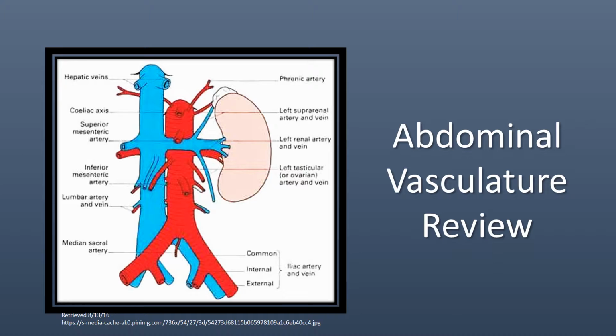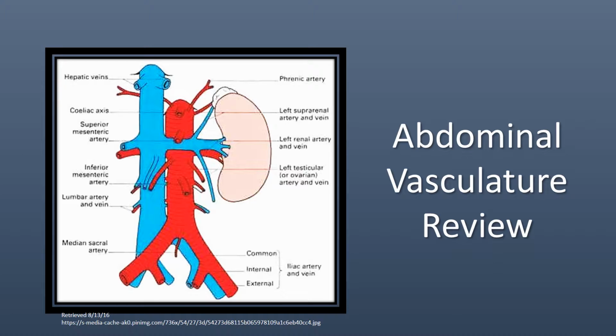Almost immediately inferior to the SMA are the origins of the right and left renal arteries. Those will be coming off laterally from the aorta, and as you note here, they both will be posterior to their accompanying renal veins. But also want you to note that the left renal artery is going to be shorter than the right renal artery.